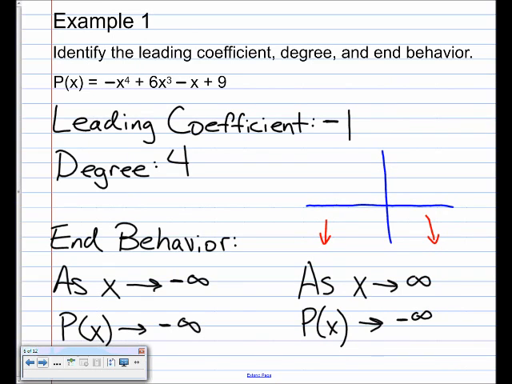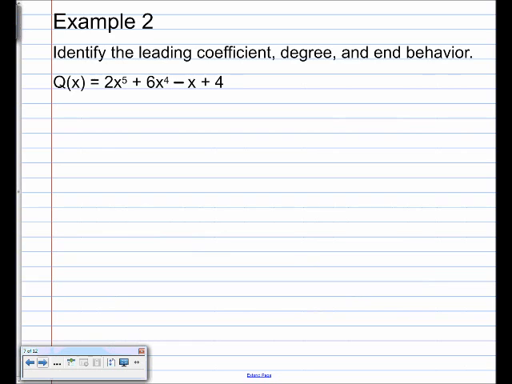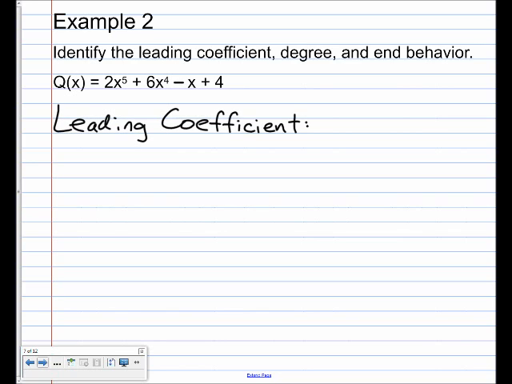All right? Let's try another one. Let's see if your brain can do another one. Okay. Let's try example 2. What is the leading coefficient for this example? It is 2. Actually, no, for the leading coefficient, I care about positive or negative. So it is 2, but really I care that it's positive.